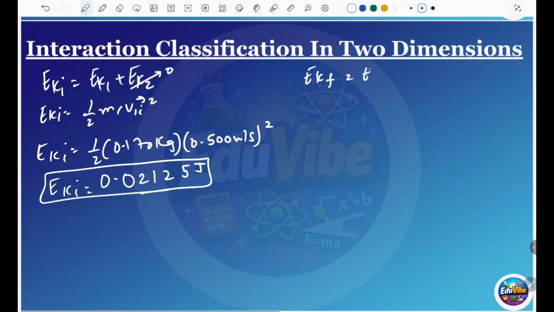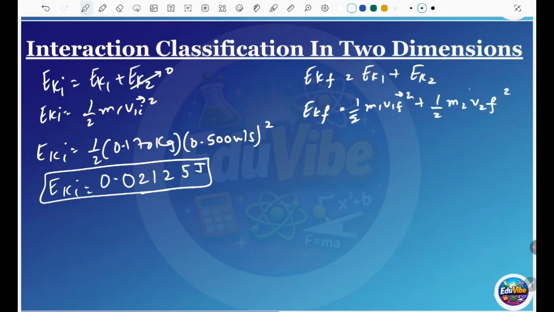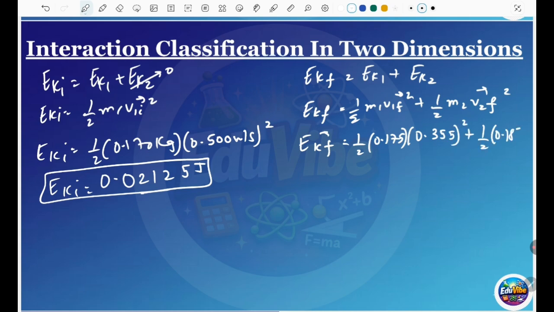For Ekf, which is Ek1 plus Ek2, we have a final velocity for both. So we take both kinetic energies, which is half m1 v1f squared plus half m2 v2f squared. So this is half times 0.175 times 0.355 squared, plus half times m2, which is 0.185 kg, times the final velocity we found, 0.176, squared. When we calculate this, we get Ekf of about 0.01357 joules.